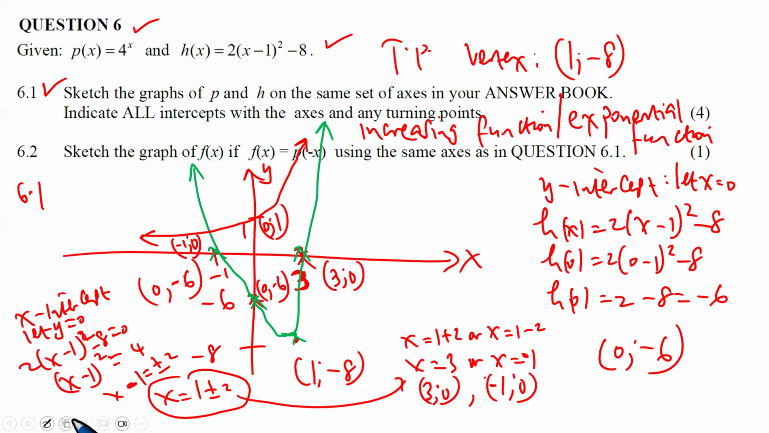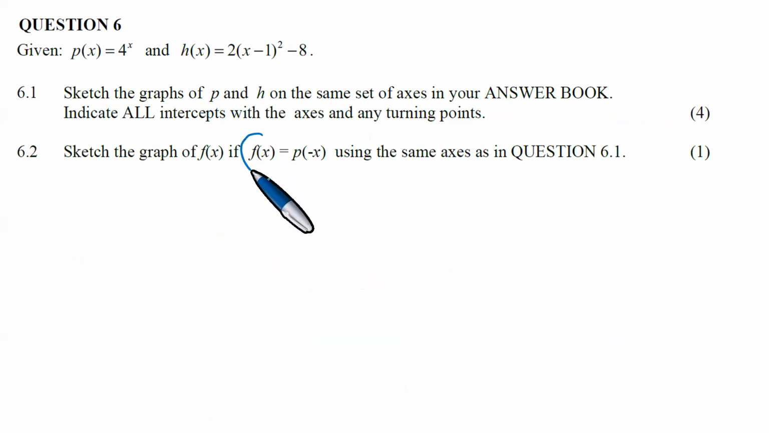Okay, next. Sketch the graph of f if f is minus p of x using the same set of axes as in question 6.1. Okay, so you're going to just sketch that one, but now we are having f as the negative of this. So let's just look at what this means.